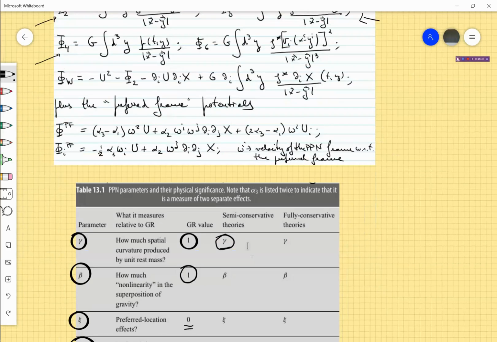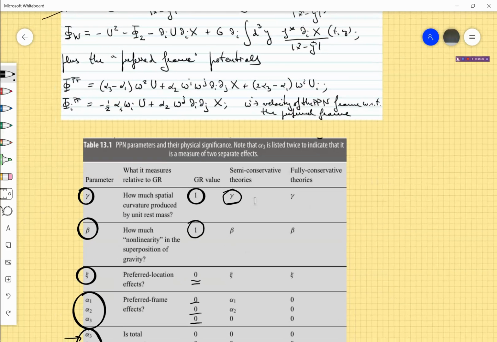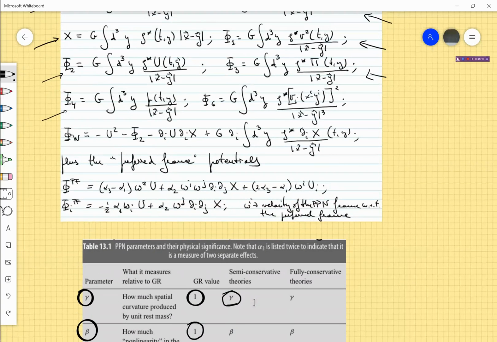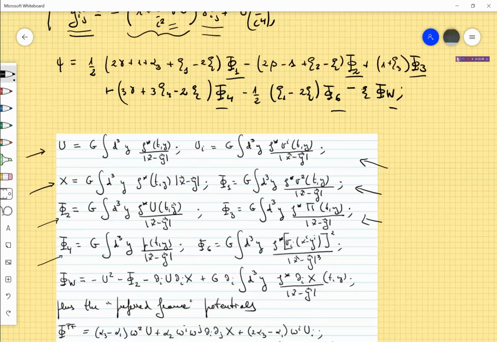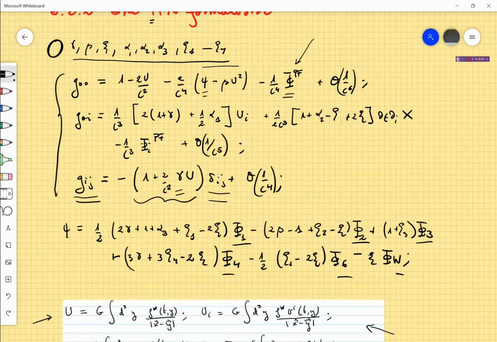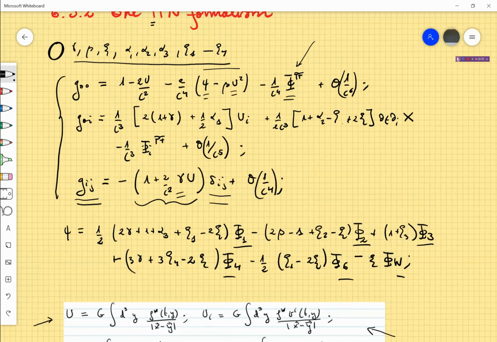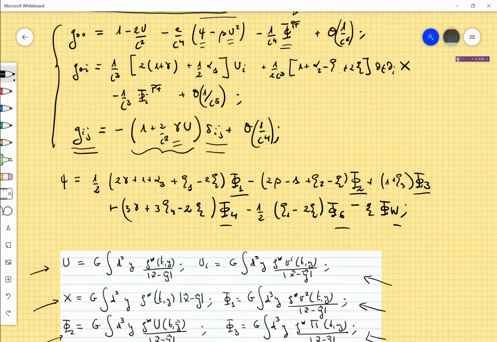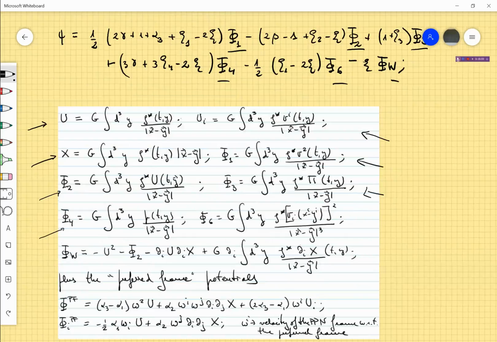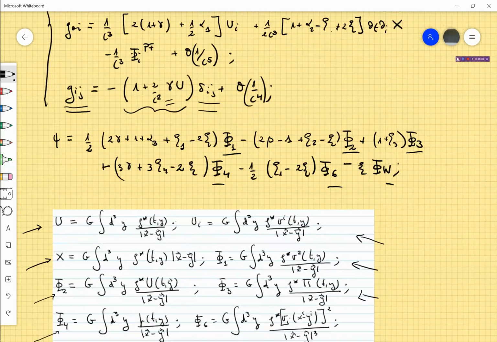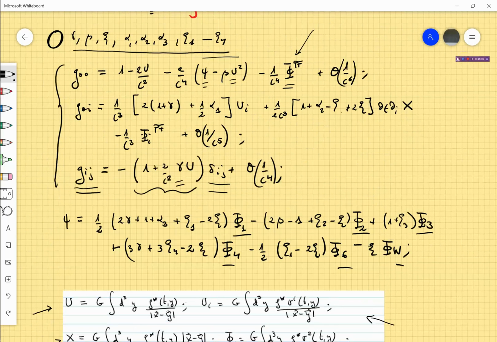Beta gives you an idea of how much nonlinearity there is in the superposition of gravity. This is about the self-coupling, the coupling from gravity to gravity. This is a more sophisticated thing, but let's look at the place where it appears. It appears here, multiplying u squared. There's not much to read from there, apart from the fact that here you have gravity coupled to gravity, if you want. There is the Newtonian potential squared.